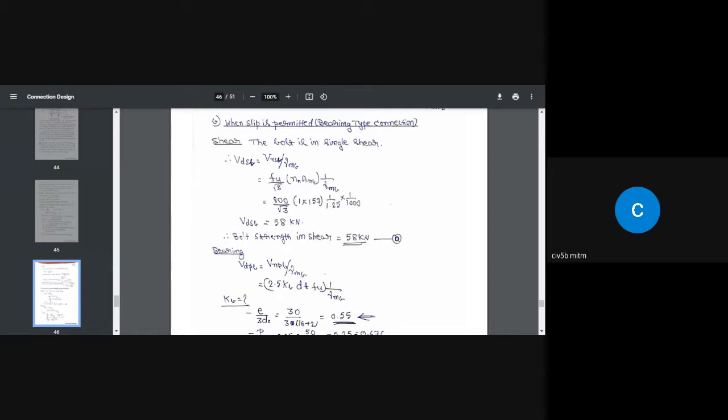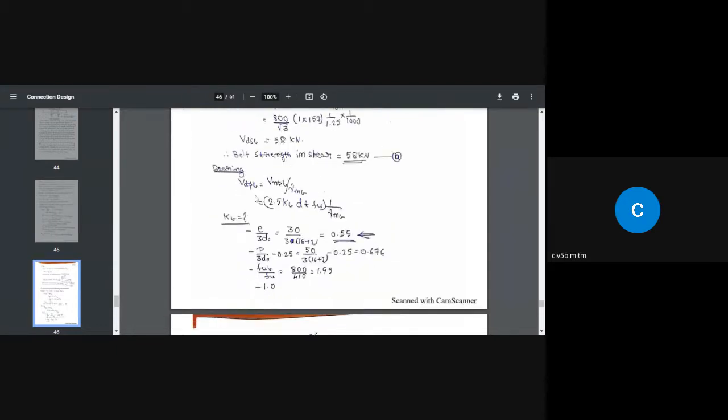Similarly, we need to check for bearing as well. Of course, we have this formula as per 10.3.4, page 75 of the code book. Vdpb equals Vnpb divided by gamma mb, where Vnpb equals 2.5 kb d t fu. Now we need to find out what is kb. So kb should be the least of the following four values: e divided by 3d0.